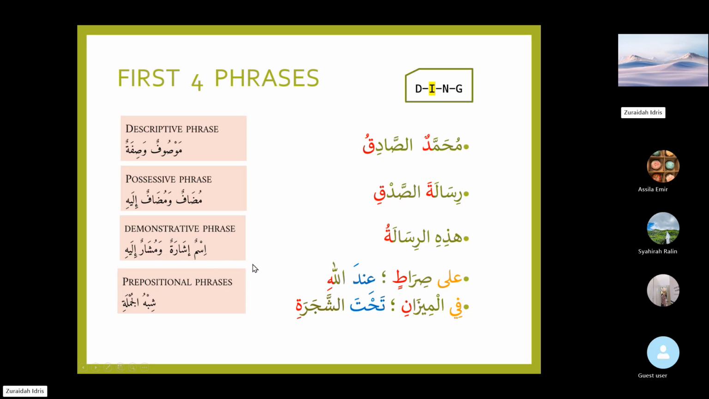I repeat again, in this case, the noun that is being described comes before the sifa. In this case, the noun that is being pointed at comes after the pointer. So that's the difference, but otherwise, they are identical. If they are not identical in property, then this becomes a sentence and this also becomes a sentence. We would say this is a message, or Muhammad is truthful. It's not like Muhammad the truthful or this message. The translation is different. Just remember that, inshallah.